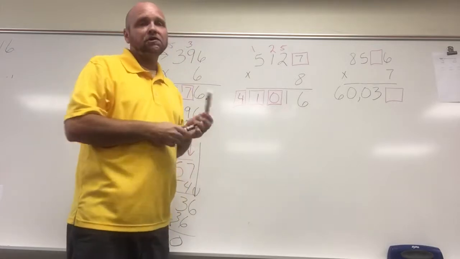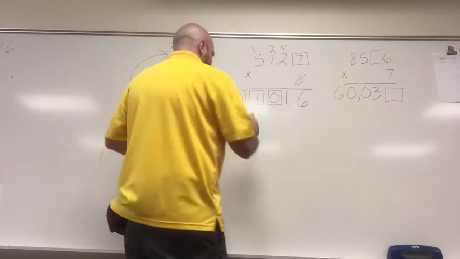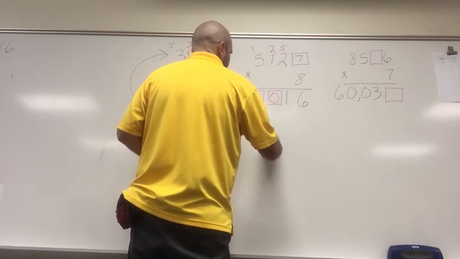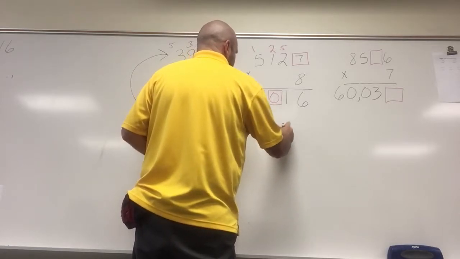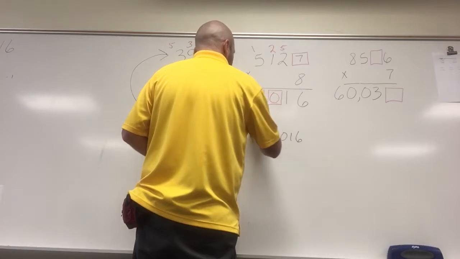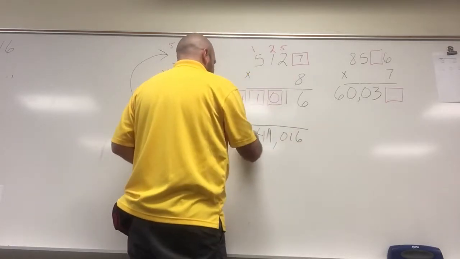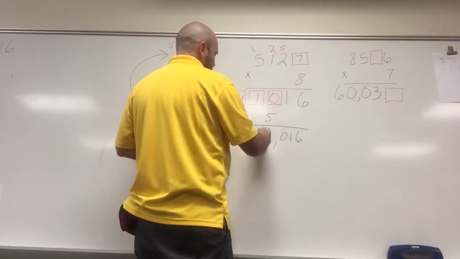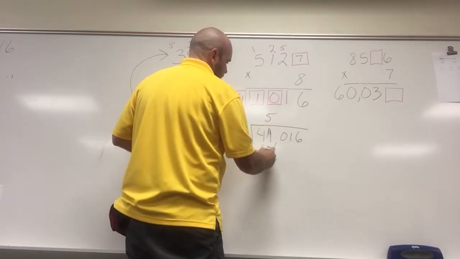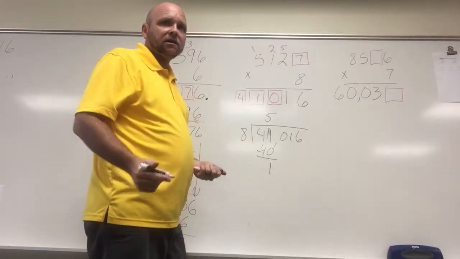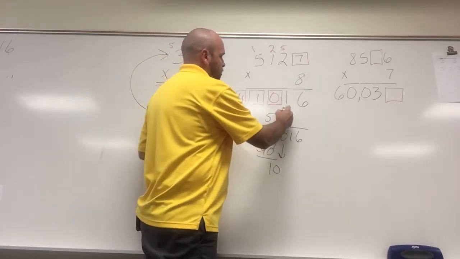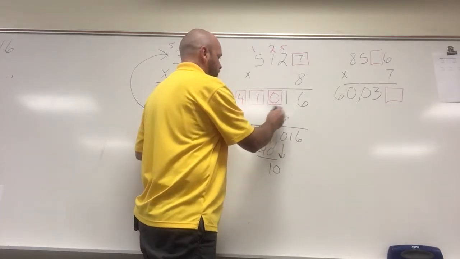And again, if I wanted to check this with division, I could divide my product, which is 41,016, by this factor of 8. 8 goes into 41 5 times. You subtract, you get 1. Bring down my 0. 8 goes into 10 one time.